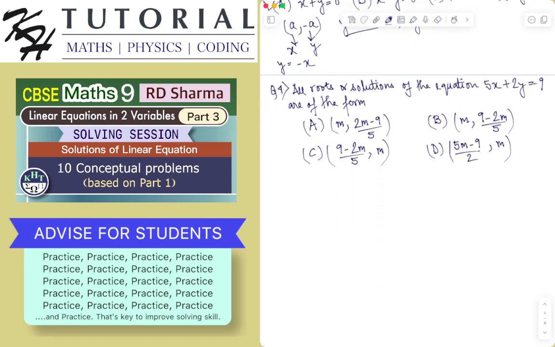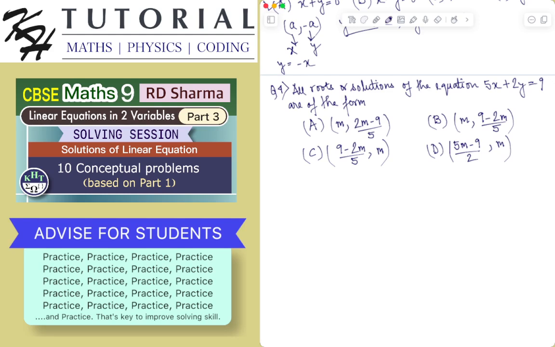All roots or solutions of the equation are of the form... Okay. Now this is a little conceptual problem. Given a linear equation in x and y, how can you say what will be the form of all the solutions or roots? That is, what values can x and y take? The idea is that in all the choices some constant m is used. By this, it means that in the place of m, you can consider any real value.